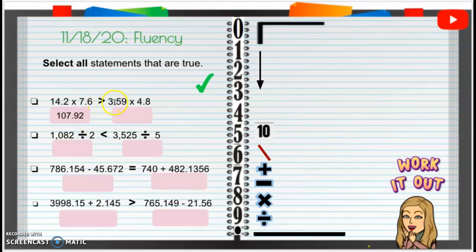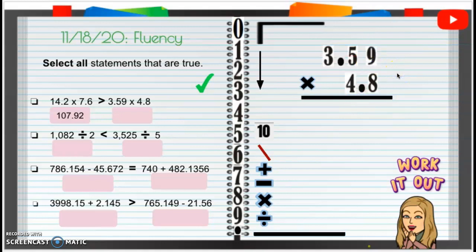Okay, 3 and 59 hundredths times 4 and 8/10. Do I have to line up my decimal? No, I don't. So 3 and 59 hundredths times 4 and 8/10. All right, now let's go ahead and start multiplying.